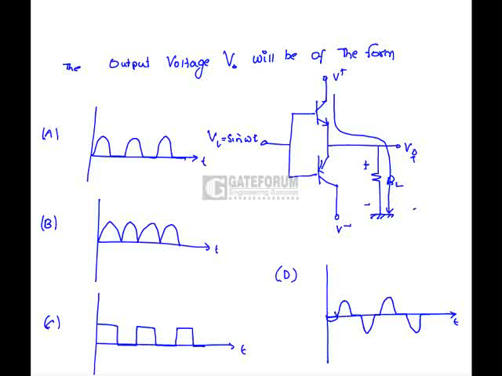This distortion is mainly because of the cut-in voltage of the diodes, because the input diode of the transistor is not going to conduct until input voltage reaches 0.7 volts. Means till 0.7 volts the output is going to be 0. That is what appearing here.